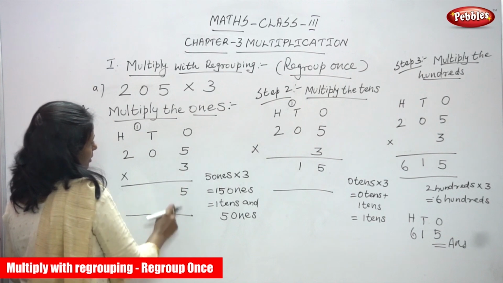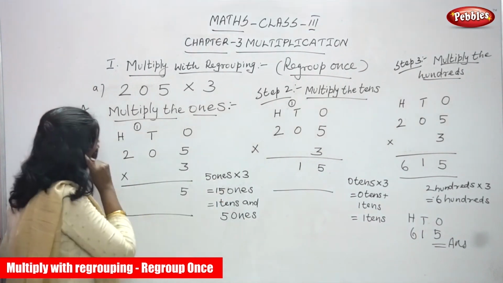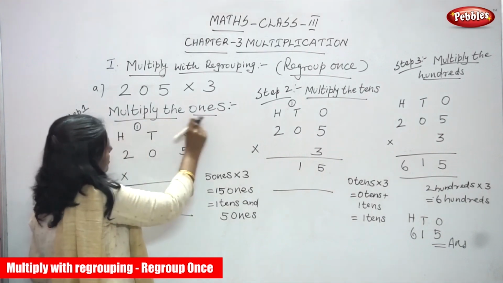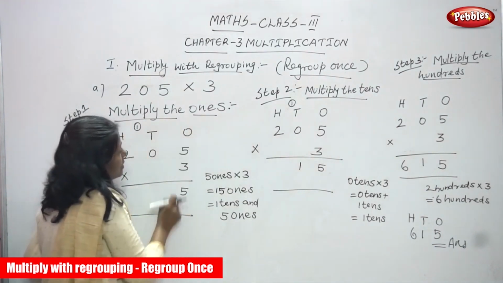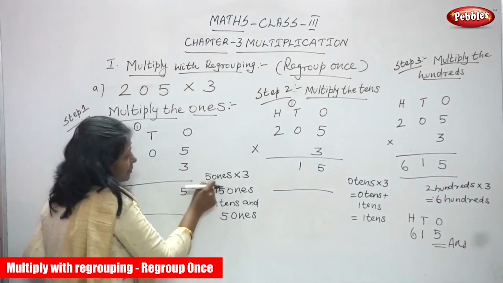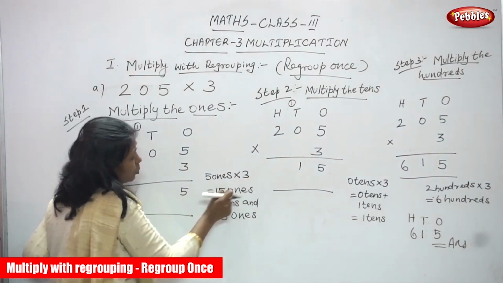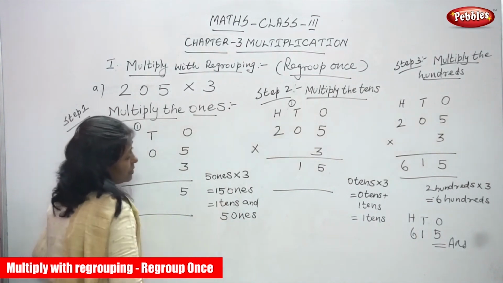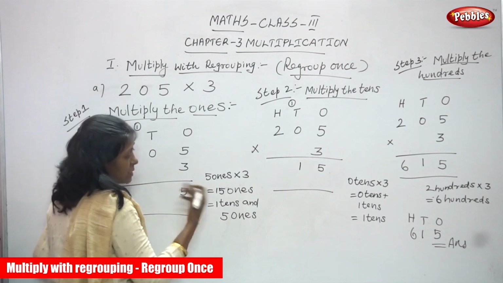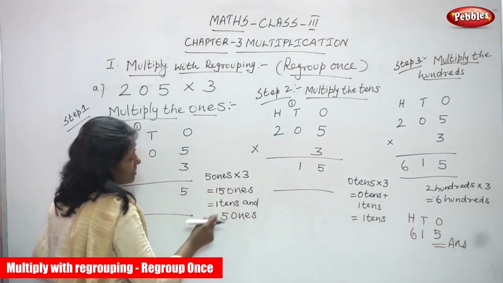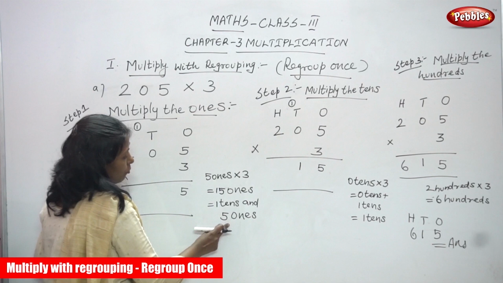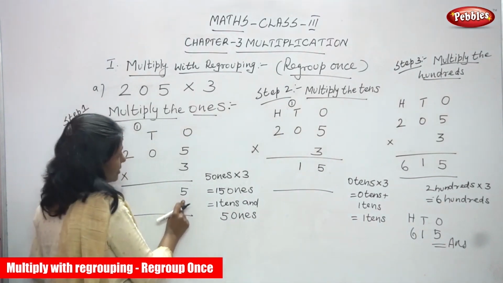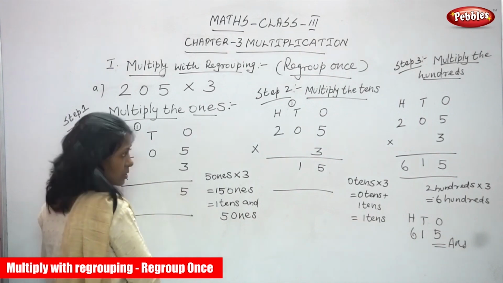I start with the ones. 5 ones multiplied by 3, you get 15 ones. How are you going to write the 15 ones? How are you going to split the 15 ones? That means 1 tens and 5 ones. So I have taken the 5 ones and written the 5 ones in the ones place. Step 1 is over.